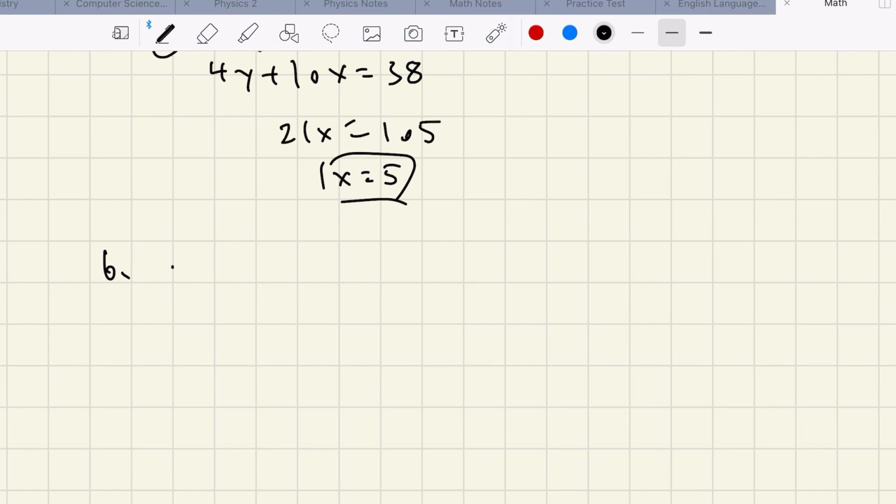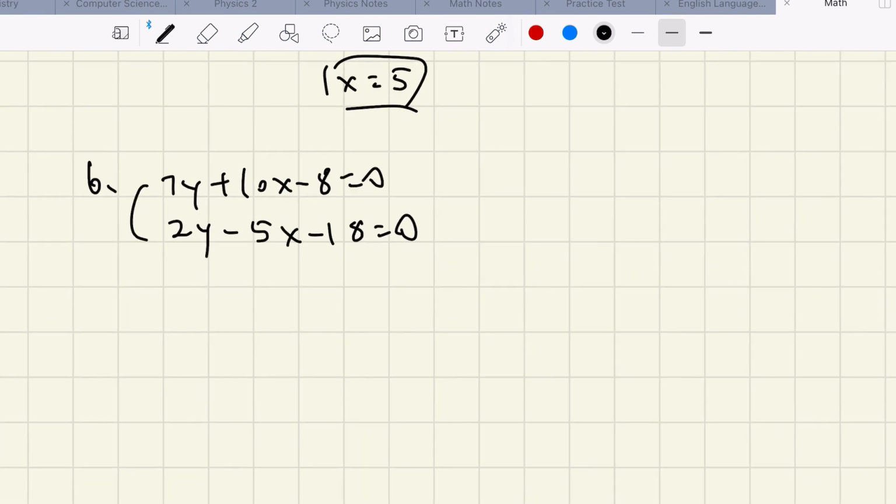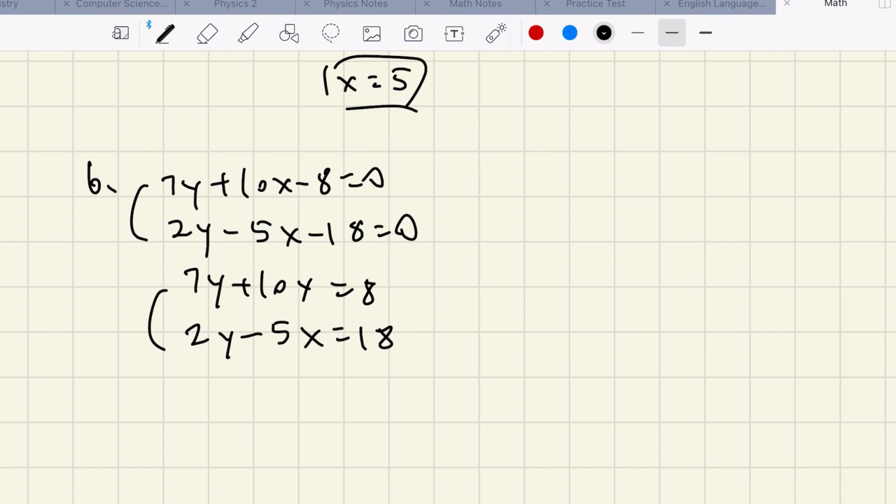Let's try another one. 7y plus 10x minus 8 equals 0. 2y minus 5x minus 18 equals 0. So again, move the constants to the other side of the equation, so it's easier to see. 7y plus 10x equals 8, and 2y minus 5x equals 18. So look here, 7 and 2, you have to multiply 2 on the top and 7 on the bottom, which is not that hard, but there's an easier way to do it.